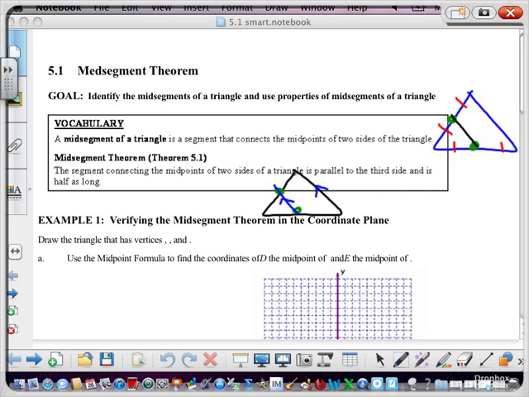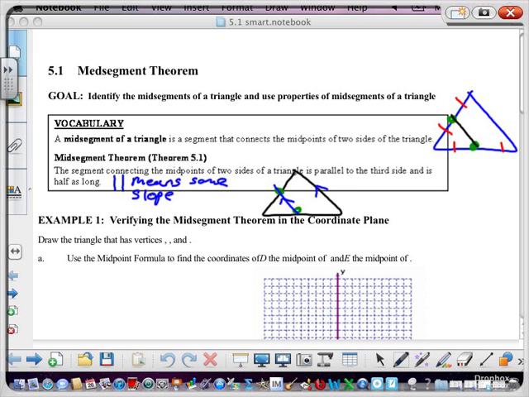What do we know about parallel? Parallel means they have the same what? Slope. Same slope. So I might write a little thing to myself. Parallel means same slope. And it says that it's half as long as that other side.